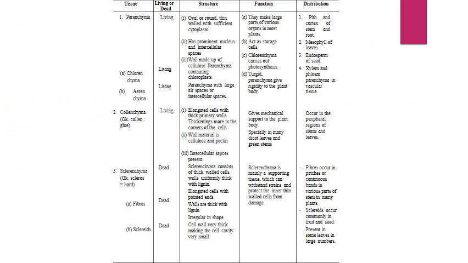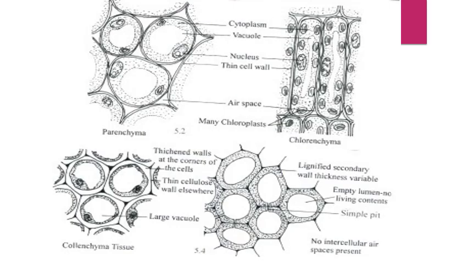These are the tissues: parenchyma, collenchyma and sclerenchyma. Of all these tissues, only parenchyma is living, but collenchyma and sclerenchyma are dead tissues. You can take a screenshot of this table and note it down in your notebook. This is the diagram: parenchyma, collenchyma and chlorenchyma.